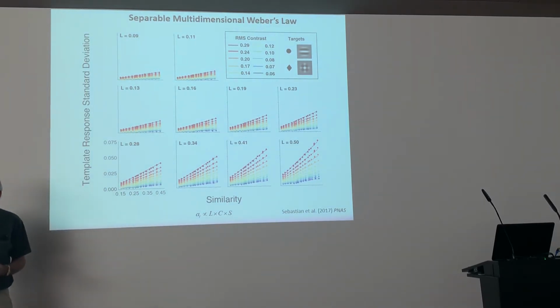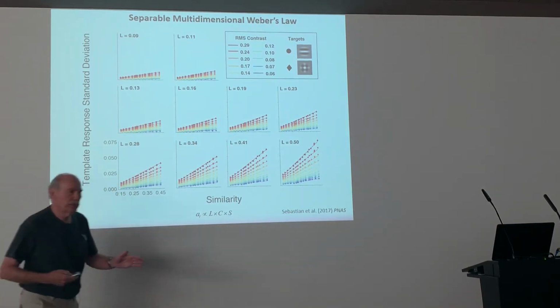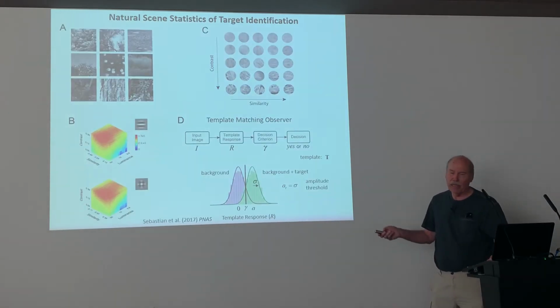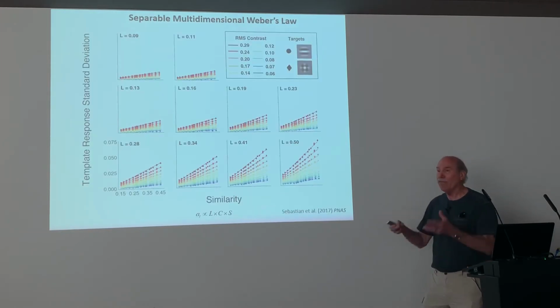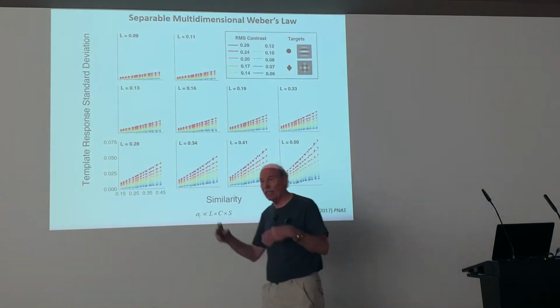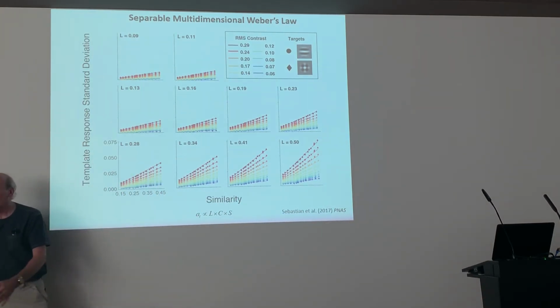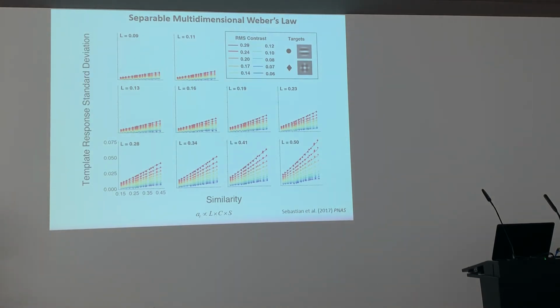Yeah? It's beautiful, but how many trials per subject? This isn't trials. This is just scene statistics. There's no behavior at all. This is just a template matching observer. Every stimulus was presented, so it's a lot of trials. This poor template matching observer was just completely worn out by the end of this measurement. So no, these are just scene statistics.